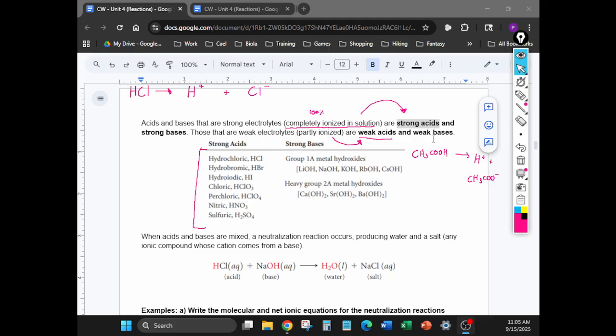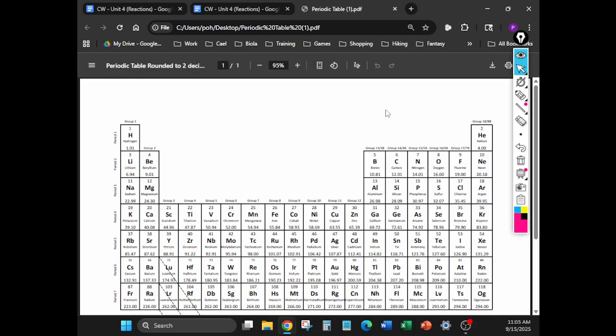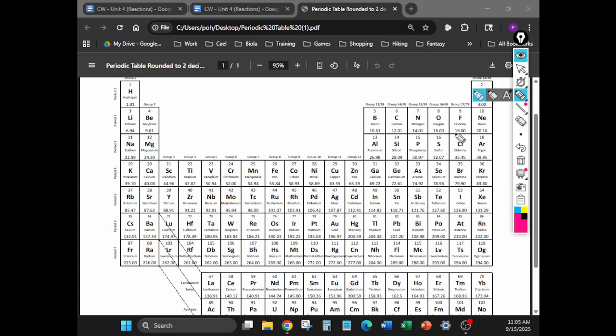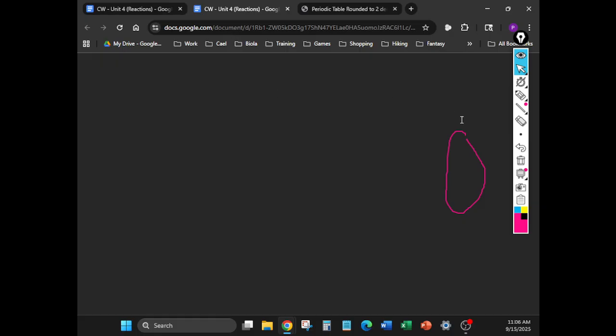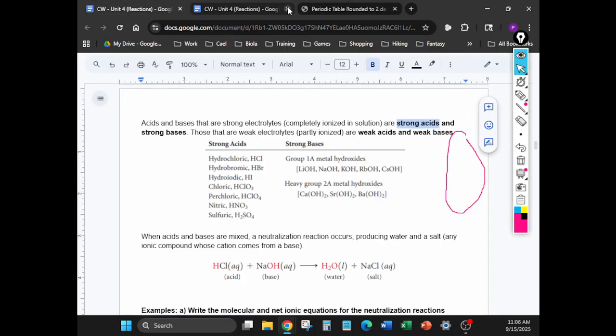Okay, so if you take a look at strong acids, you see how it's HCl, HBr, and HI. For those ones, you can just look at the periodic table: Cl, Br, I. Easy to remember those. The other ones, I'm sorry, you just need to memorize them.